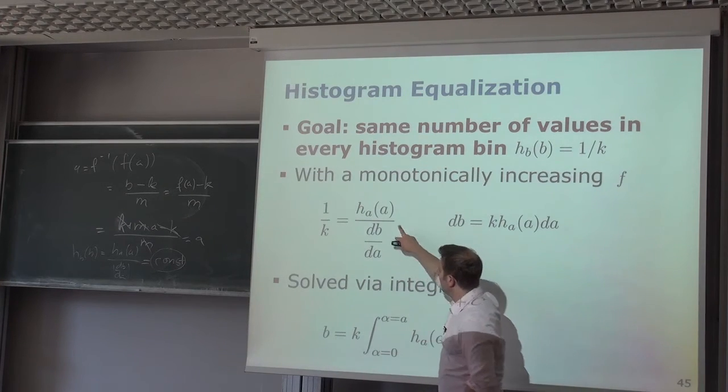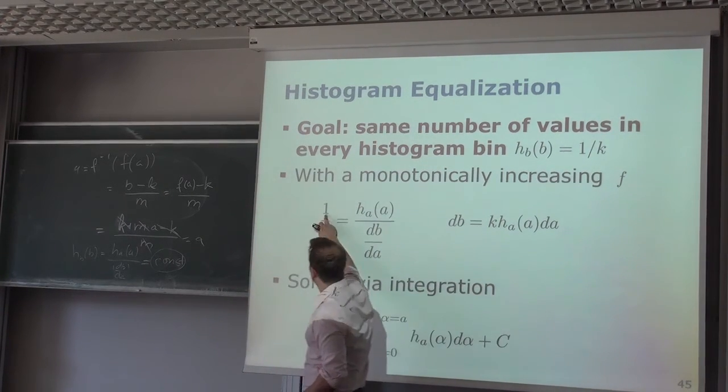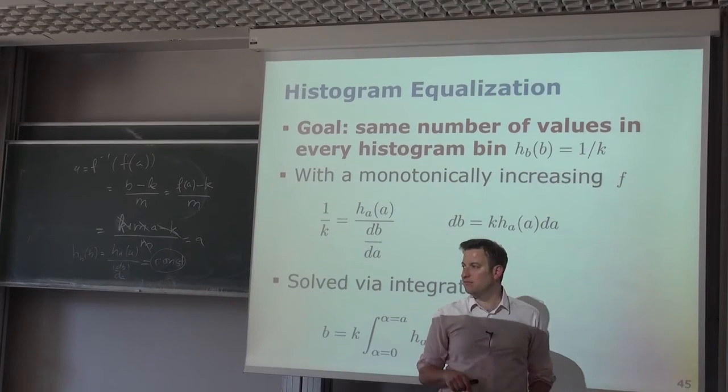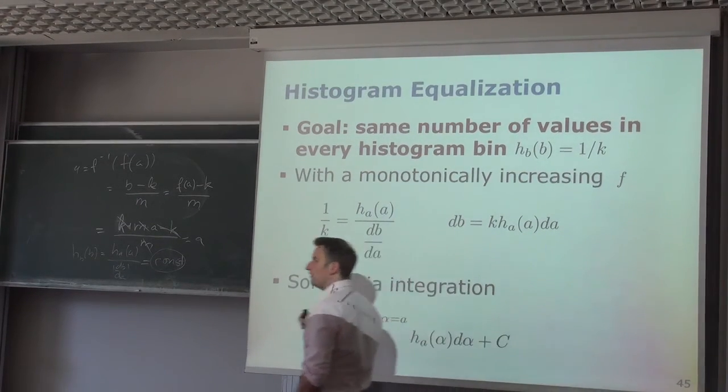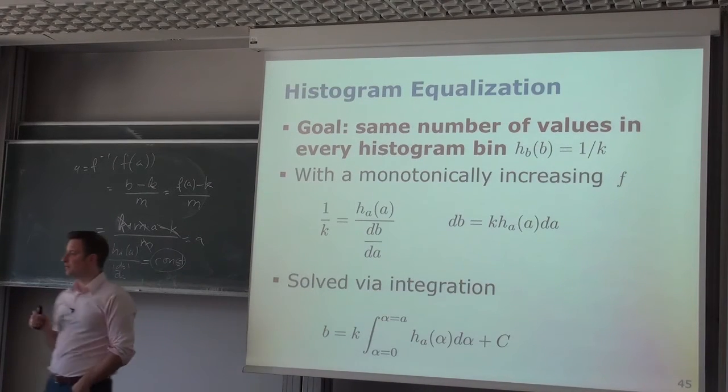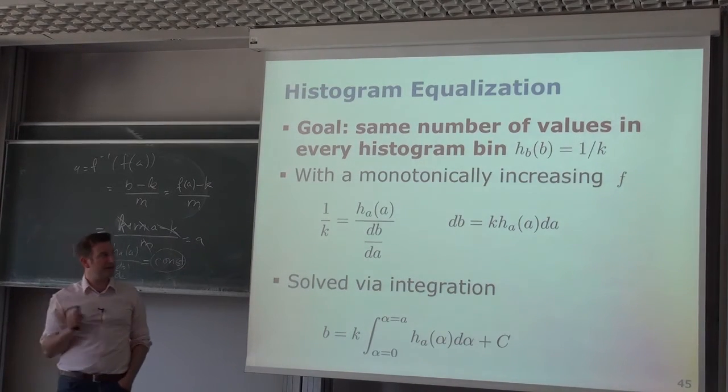What we have written in here is exactly the same as what we have written in here. We're saying simply this is 1 divided by k, just my constant. This is the number, the value that I want to have in every bin of the output histogram.